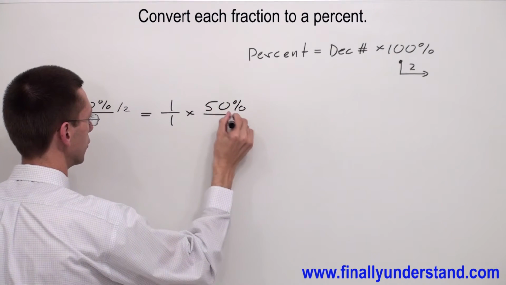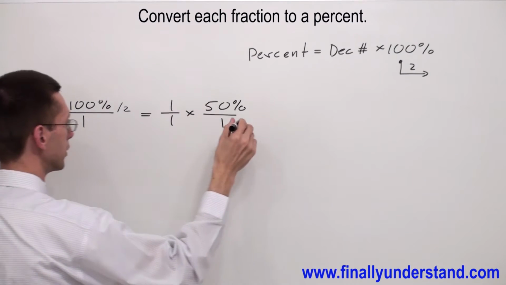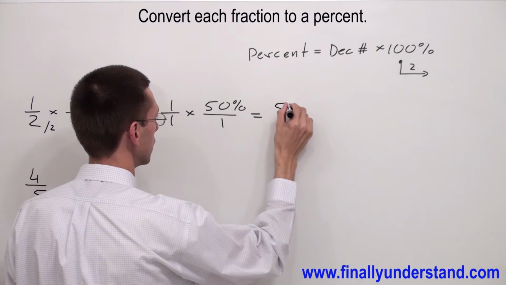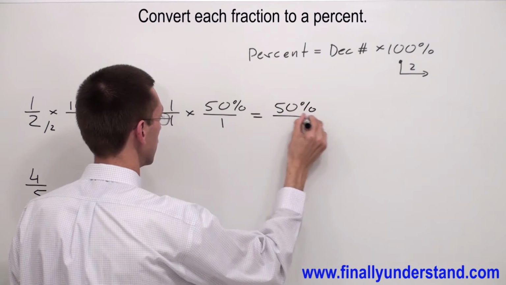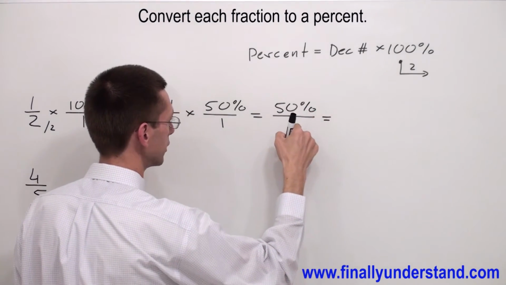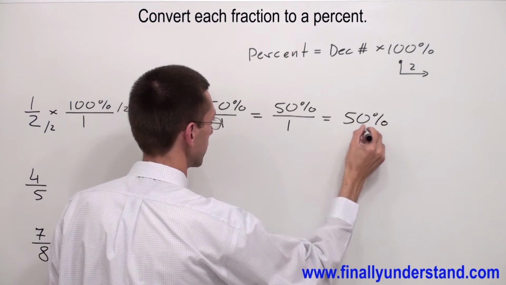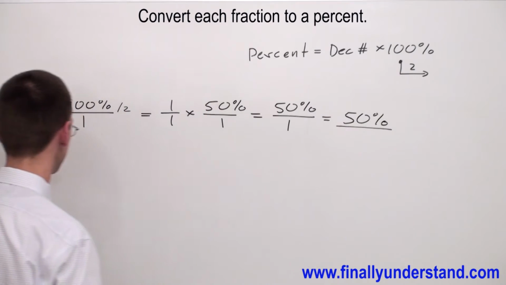50% over 1. Now I can perform the multiplication. 1 times 50 is 50%. Over 1 times 1, which is equal to 1. 50% divided by 1 gives me 50%. This is the solution to my problem.